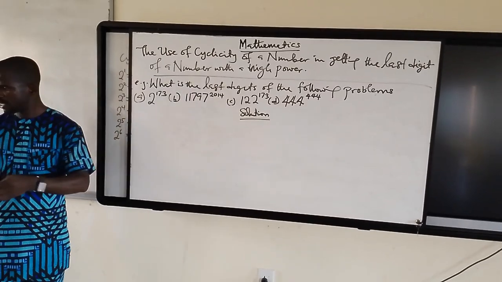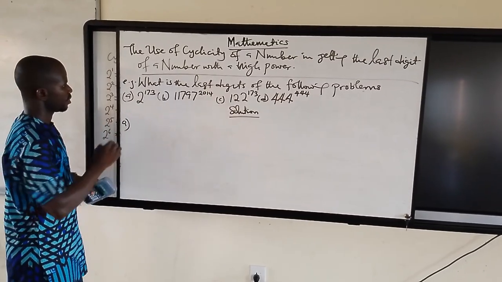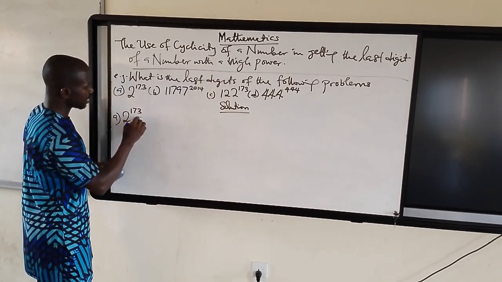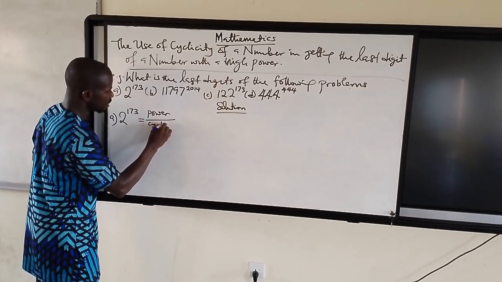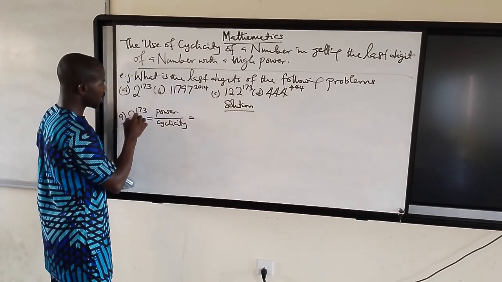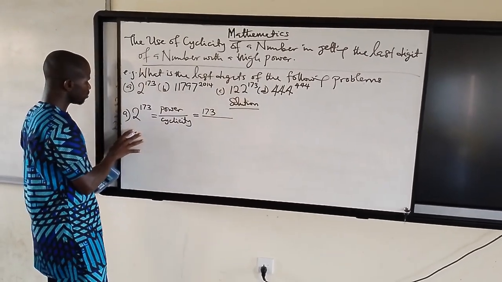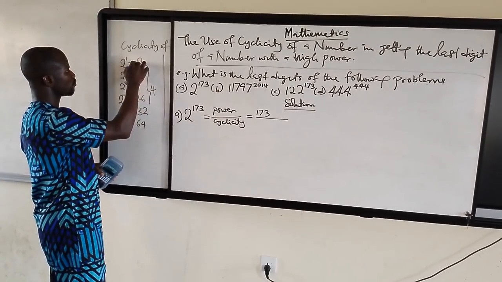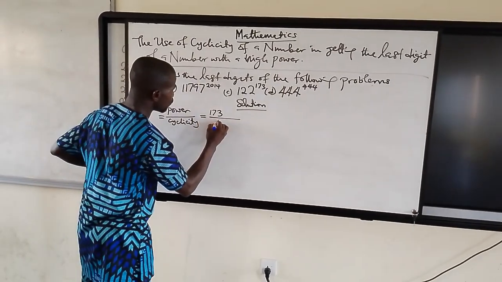Solution. Now let's see how we can solve these problems. Starting with A. The question says 2 raised to the power of 173. How do we get the last digit? You get it by saying this is equal to the power divided by the cyclicity of 2. The power here is 173. What is the cyclicity of 2? If you visit my last video, you will see the cyclicity of 2 is 4. Before this 2 repeats itself again, you count 4 times before you get it again. So the cyclicity of 2 is 4.